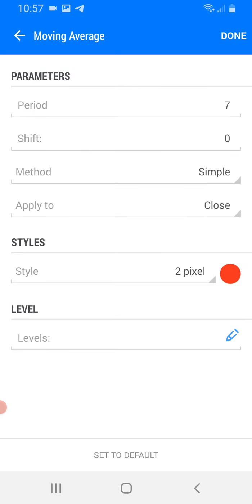So guys, the next indicator is also a moving average. The period 7, shift 0, method simple. Apply to close, the style 2 pixel. You take color red, you click done.